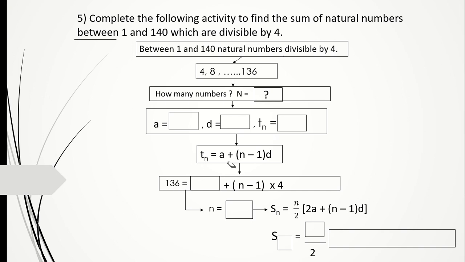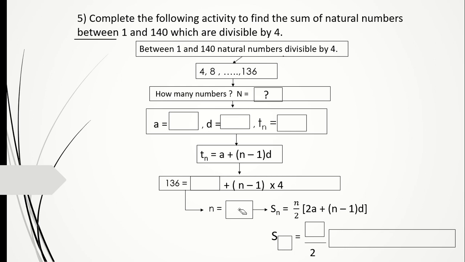Tn is 136. Wherever the boxes are put, you have to put the proper values there. First term A is 4, n minus 1 into D, D is also 4. Then this is how we get the value of n. So directly they want us to solve it at the side somewhere and get the value of n and write it here. Then once you get the value of n, we use the formula for Sn, that is n by 2, 2a plus n minus 1 d.